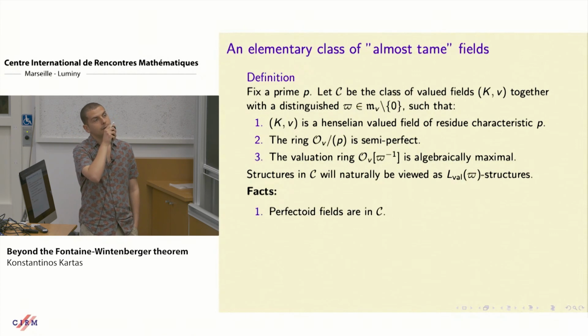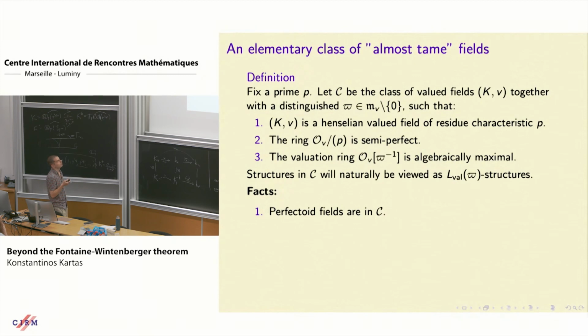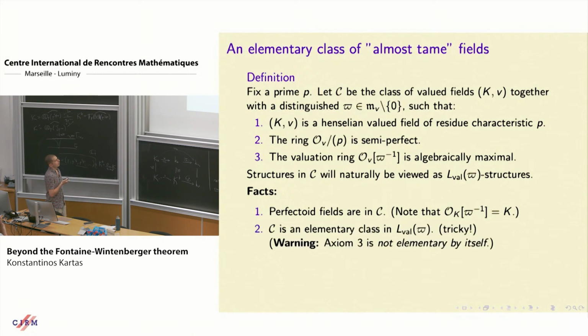First, an easy fact: perfectoid fields are in C, so everything is clear. For the third condition, just note that whatever you invert, you get everything, you get the trivial valuation. What's actually a very delicate point is that C is an elementary class, and this is not at all obvious. Because if you look at axiom 3, it's not at all elementary by itself, even in conjunction with 1. So this is tricky.